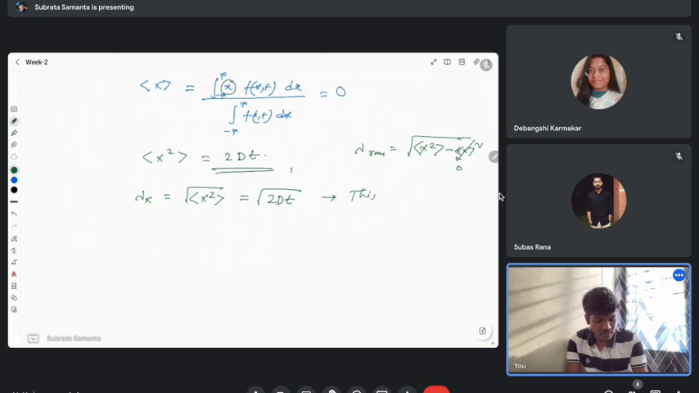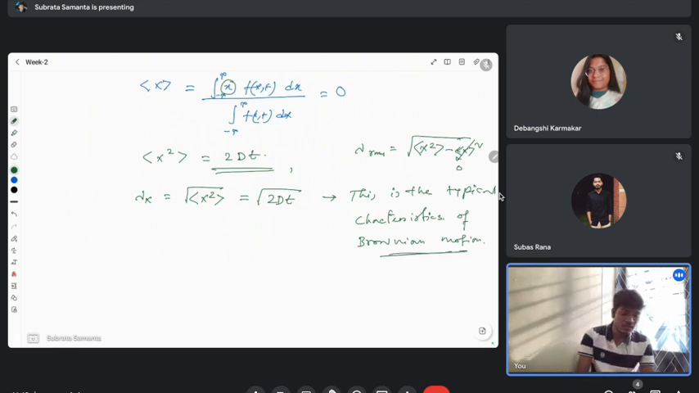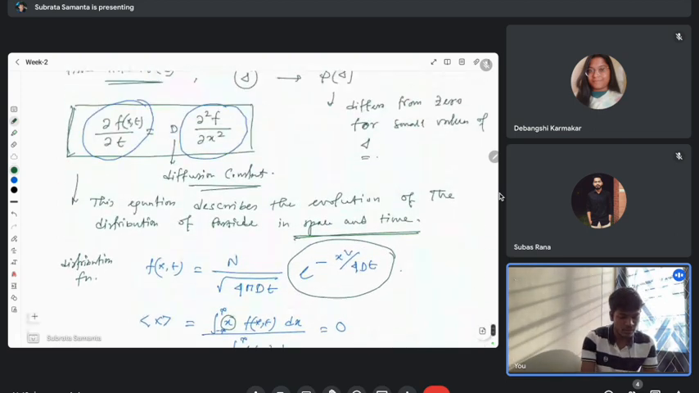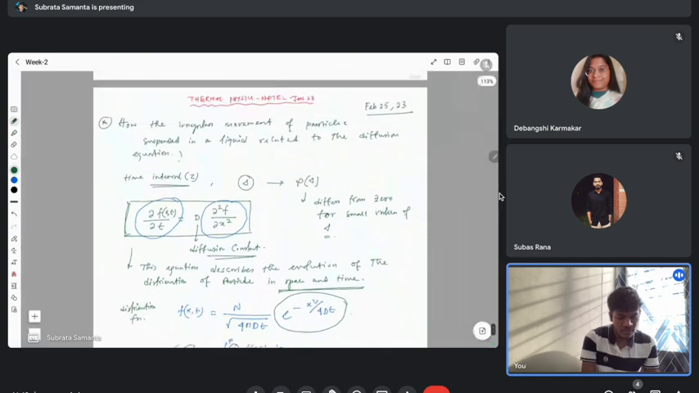This is the typical characteristic of Brownian motion. So these are the things we discussed in the last class. Okay. Any questions on this?